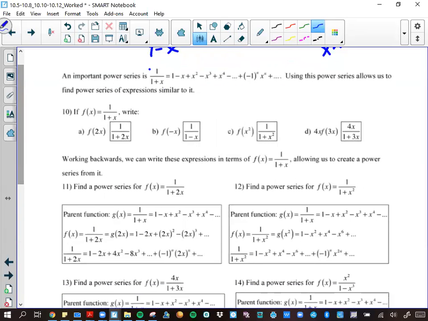Okay. So do we understand? Wherever we see an x, we're replacing with 2x. Wherever we see an x, we're replacing with the negative x, x squared, and then this guy's multiplying by 4x and replacing the x with 3x.